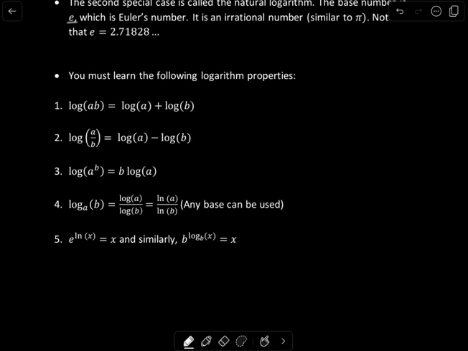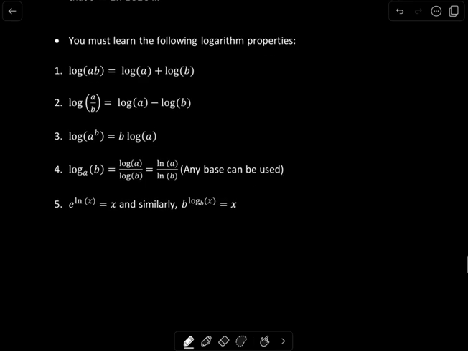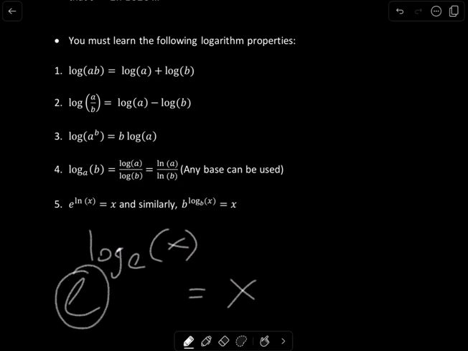So let's go to property 5. The next property is that e to the ln x is equal to x. And ln x, it's a bit difficult to see, it's basically log base e, and then we have x. So this base and that base need to be the same. And if they are the same, then your answer is just going to simplify to whatever is in brackets.